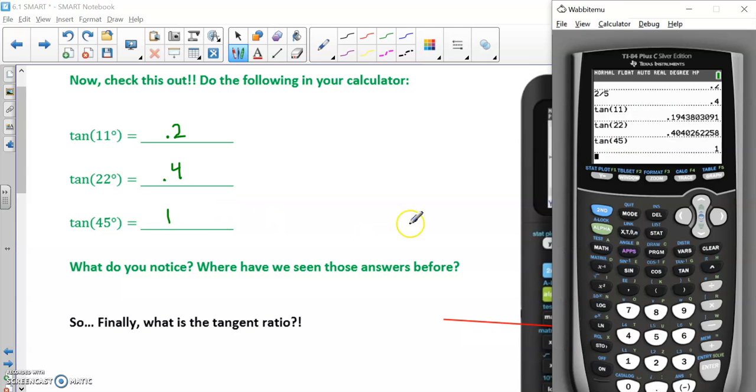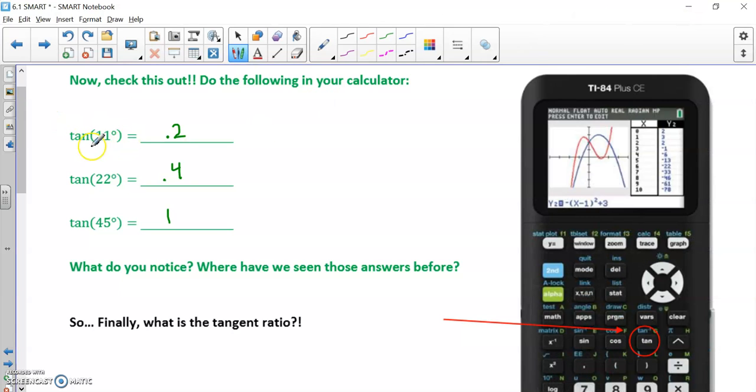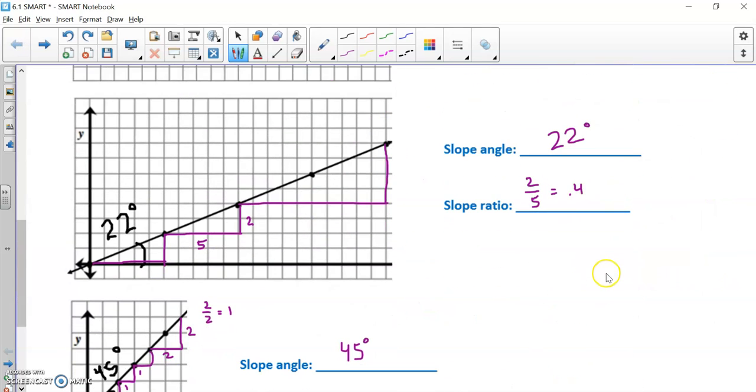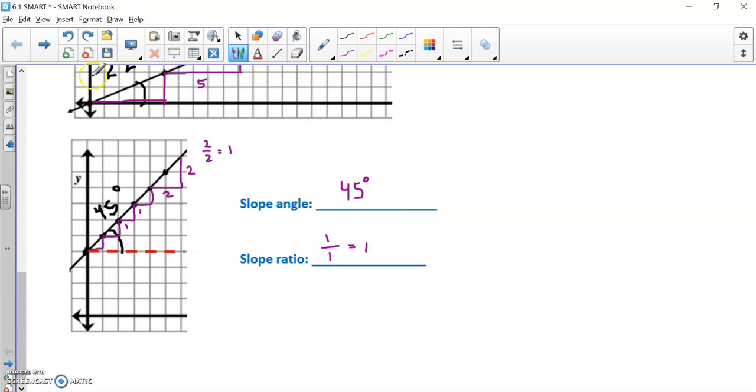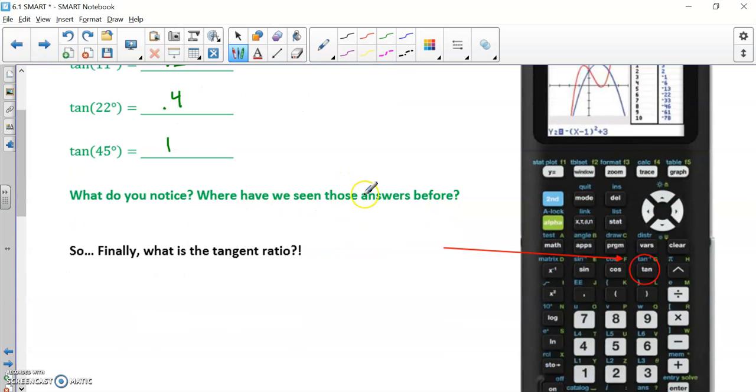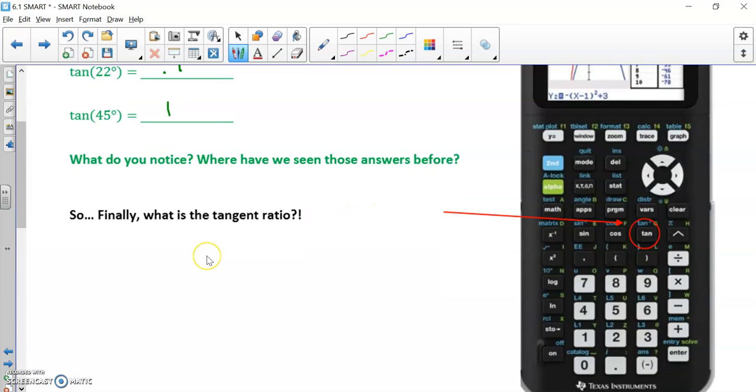Okay, so hopefully these numbers look familiar, right? When we just took the tangent of these slope angles, we got the exact same numbers, right? 0.2, 0.4, 1. So this is a shortcut. This is why we have seen the answers before. They're from the previous page, right? So really, what's the tangent ratio? Well, it is really just the slope ratio.